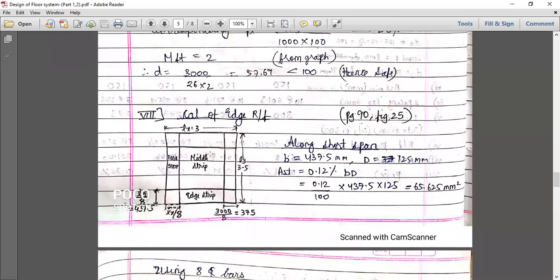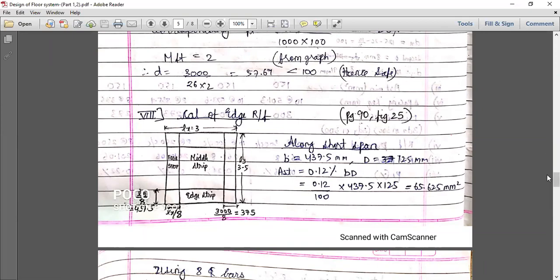So basically the slab is divided into edge strip and middle strip. Now we will find out the reinforcement in these strips. First, along the short span we will find out the reinforcement. The total overall slab depth is 125, and the width is 437.5, which is ly by 8.